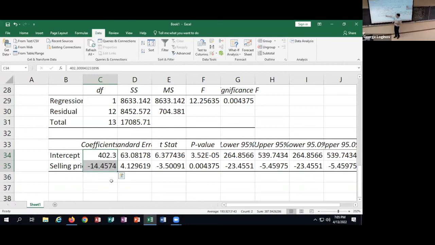But then we need to look at the interval. And so Excel is saying that very likely your actual value of the intercept is going to be between roughly 265 and 540. So 402, but actually between 265 and 540. And for negative 14.5, our best guess is negative 14.5. But if we want to say with confidence, we can just say that it's very likely it's going to be between negative 23.5 and negative 5.5, right?